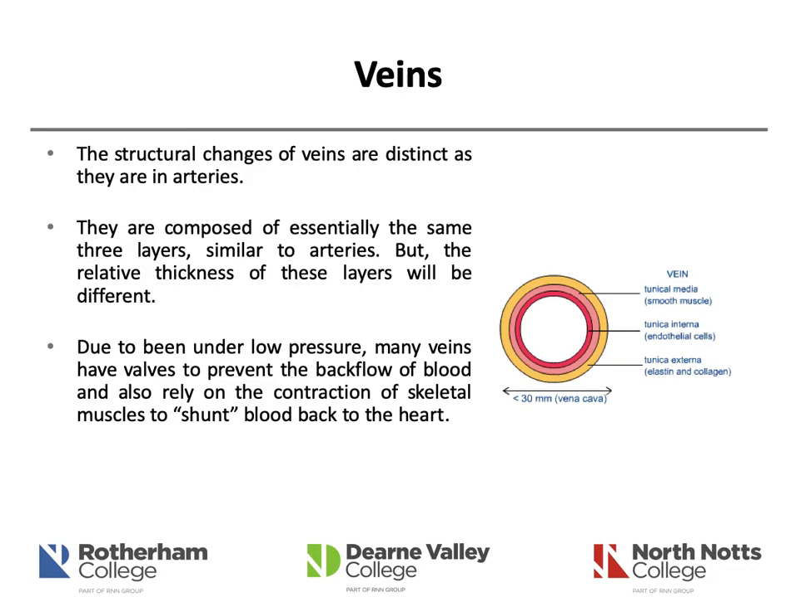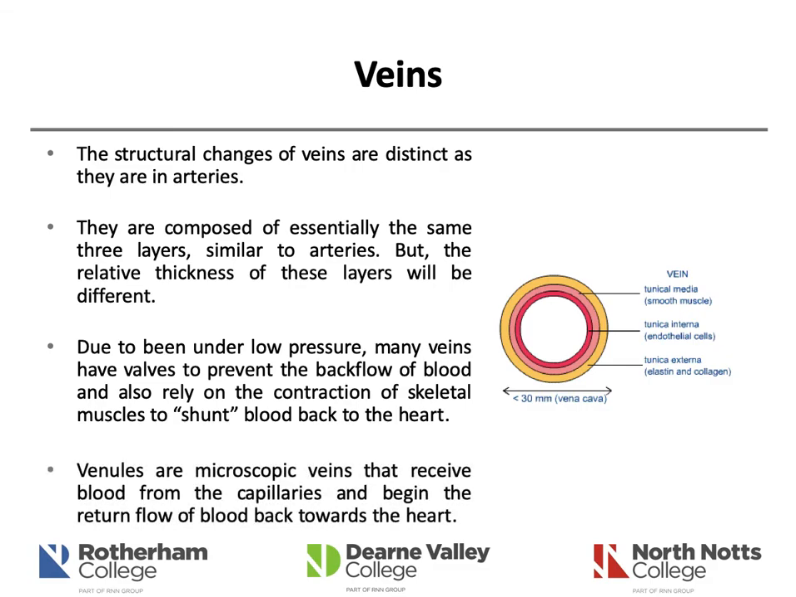Many have valves to prevent the backflow of blood. The pressure is low, so it needs help to shunt the blood back to the heart, and it can do that through valves and also the contraction of skeletal muscles, which help shunt the blood further up the body to try and beat gravity.